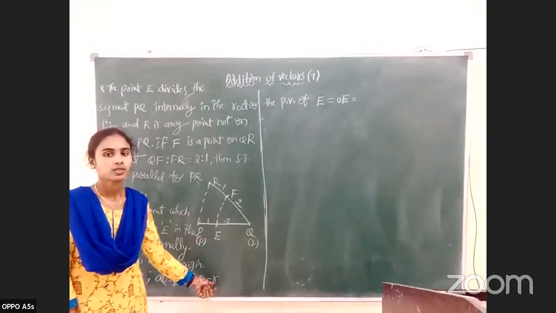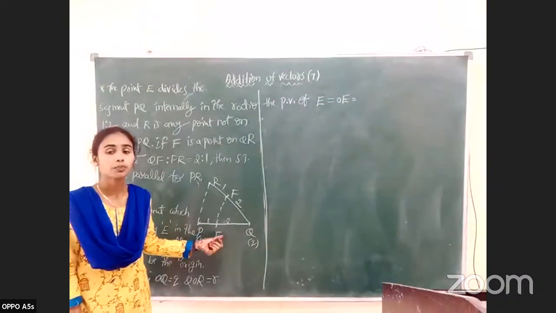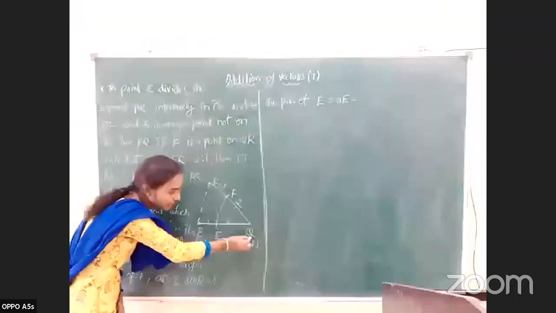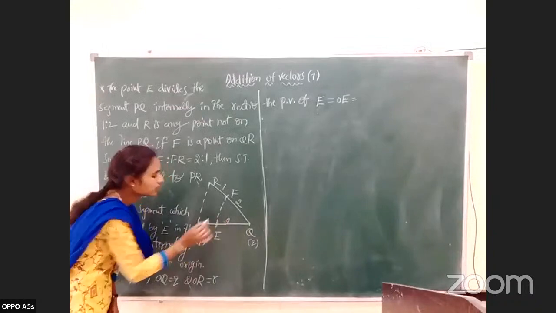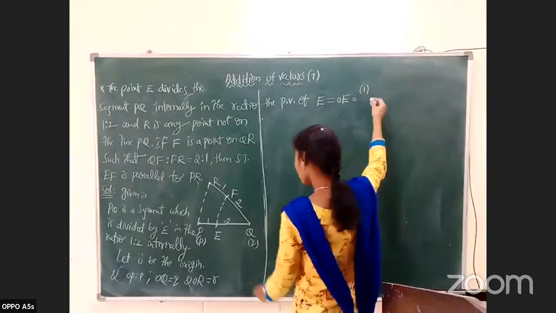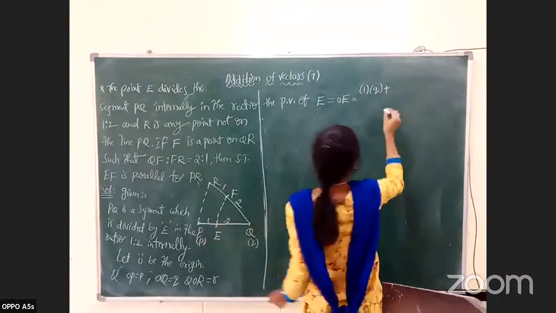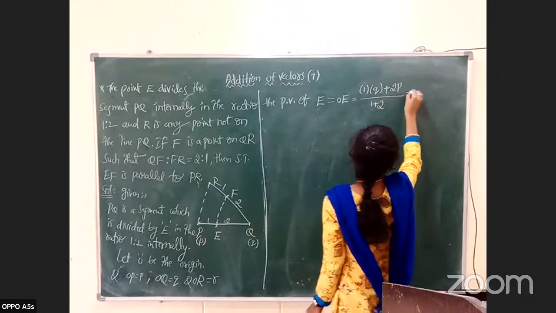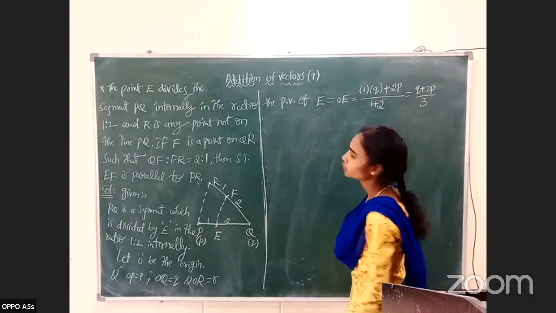So by using these values of m and n, we can find the position vector of E, which is nothing but m into the position vector of Q plus n into the position vector of P by m plus n. So we get OE as 1 into q plus 2 into p by 1 plus 2, which means (q plus 2p) by 3. This is the position vector of E.